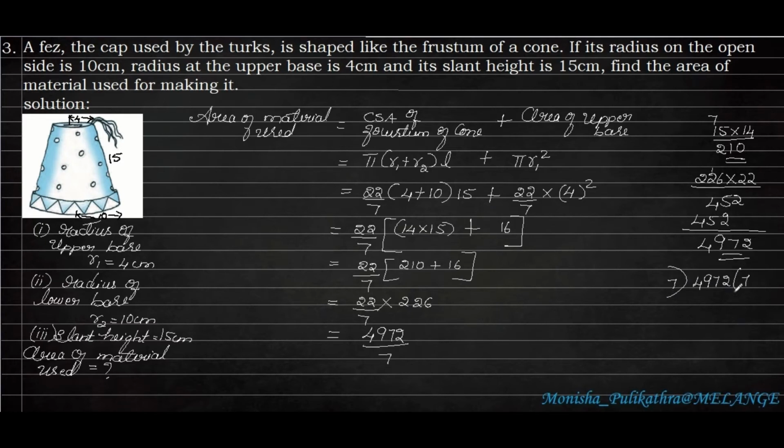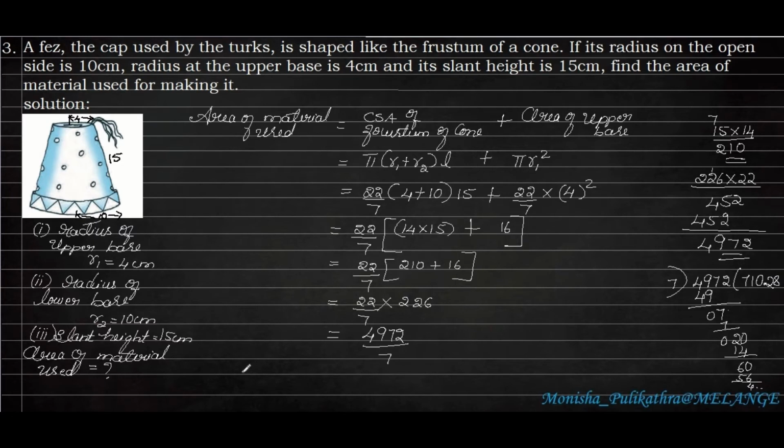4972. So 7 7s are 49. 7 1s are 7. So 2 is not possible. We can't divide 2. So we have to put a 0 here in order to take it down and then put a point. Okay, 7 2s are 14. Next, 7 8s are 56. So after the point, at least 2 digits you have to take into consideration.